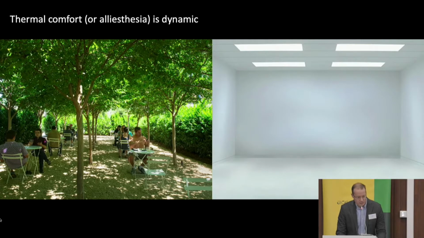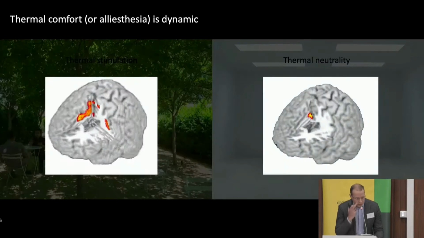On the right side is a typical office space. It's all very neutral. There is this idea that everything has to be constant temperature, constant lighting, but actually it's not what humans enjoy. One of the reasons is that it engages the brain in different ways. Dynamic environments engage the brain through multiple senses and create a more enjoyable environment. On the right side, you can see the thermal neutrality engages the brain very little, and it gets boring and not enjoyable.